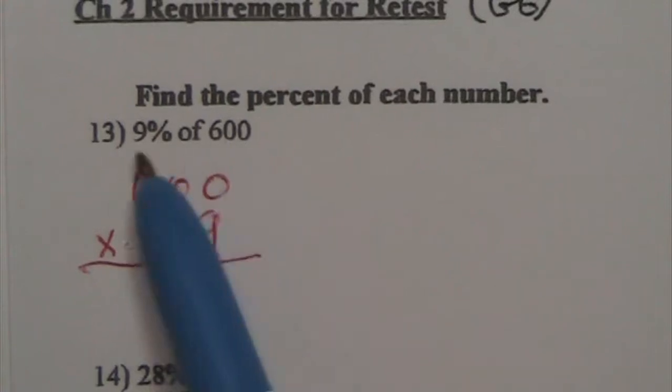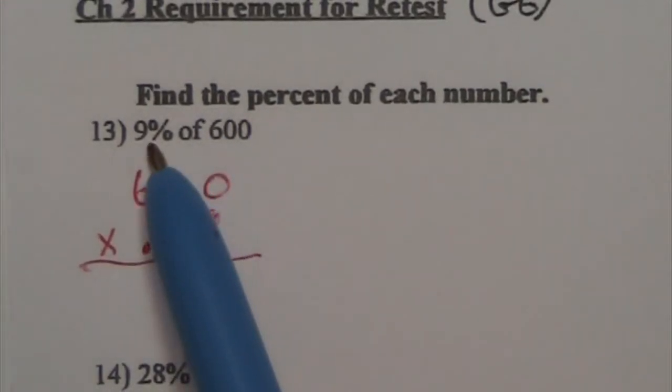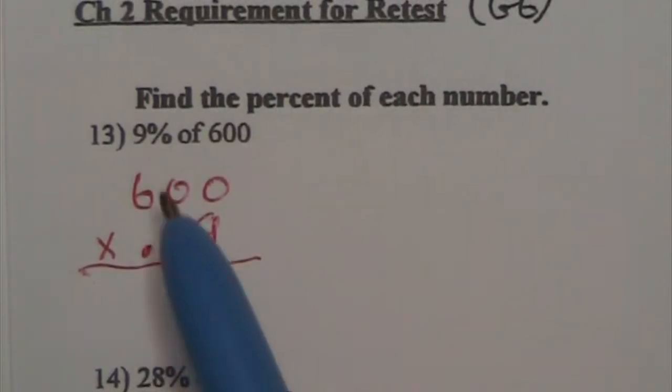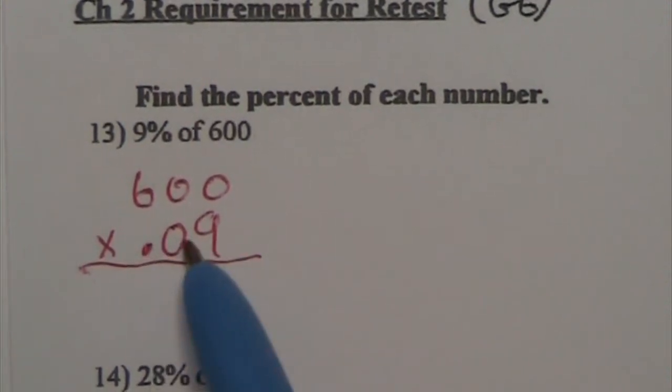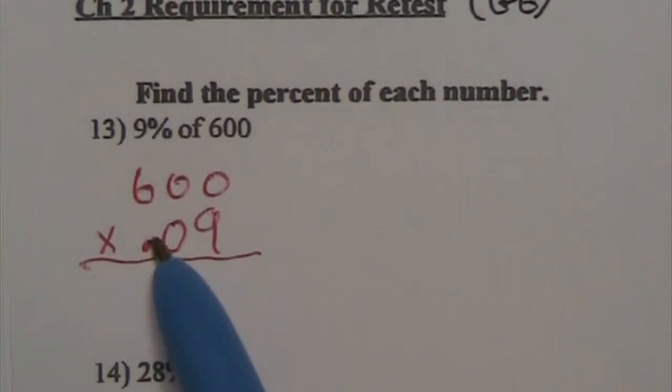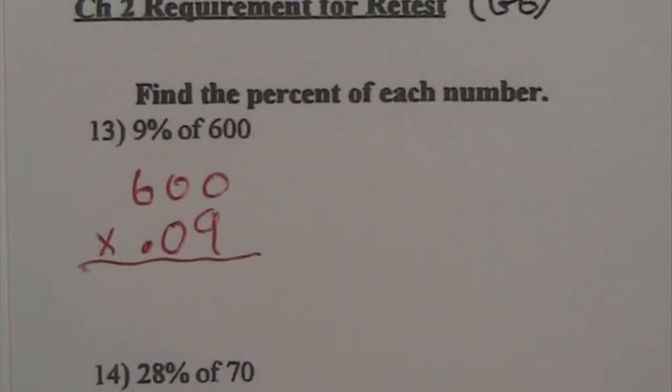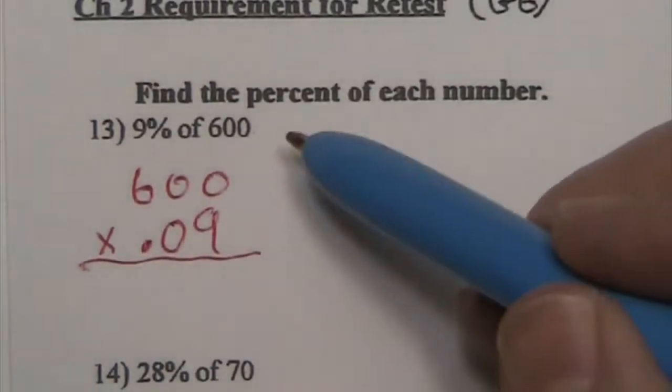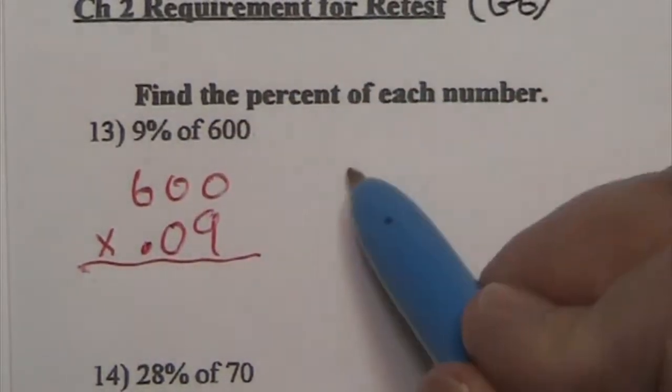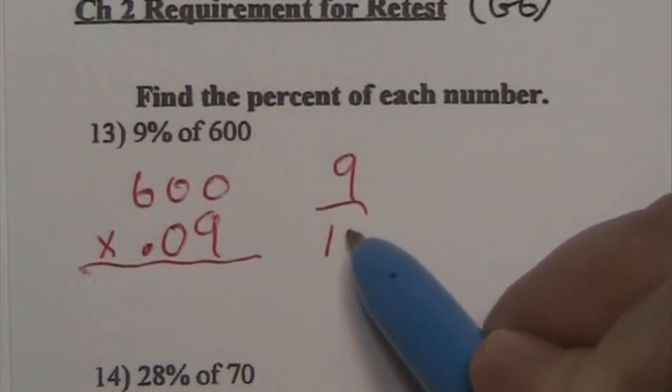Okay, on the other side, number 13, find the percent of each number. 9% of 600. A way that could always work is making it a decimal. 9% is 0.09 times 600. This works every time. Or if the numbers are easy, 9% means 9 over 100.